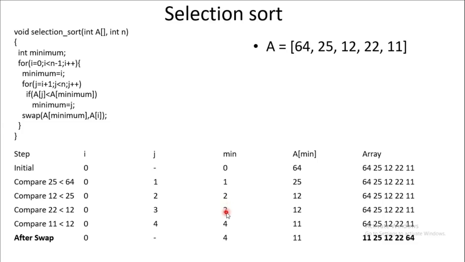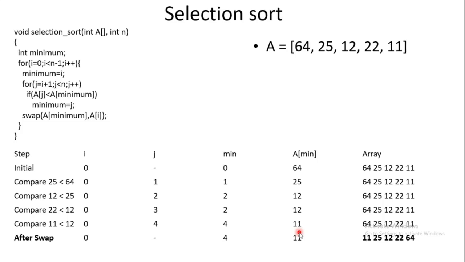In the next pass, we will compare 22 with 12. As 22 is not less than 12, there is no change or updation in the min index. Okay, min will be 12 only. Now, in the next iteration, we will compare 11 with 12. As 11 is less than 12, the min index is updated. It becomes 4. Okay, and the new value of the min will become 11.